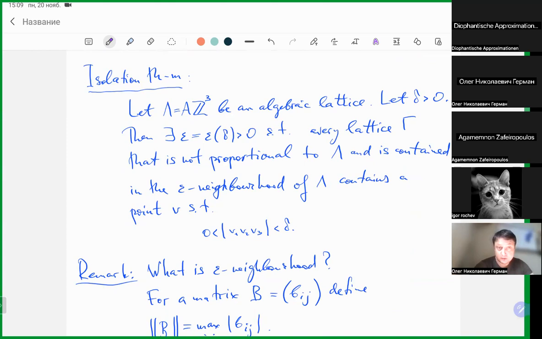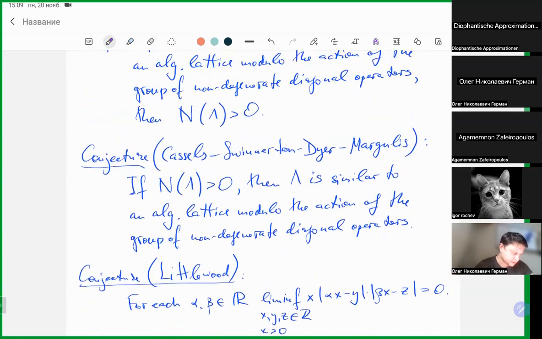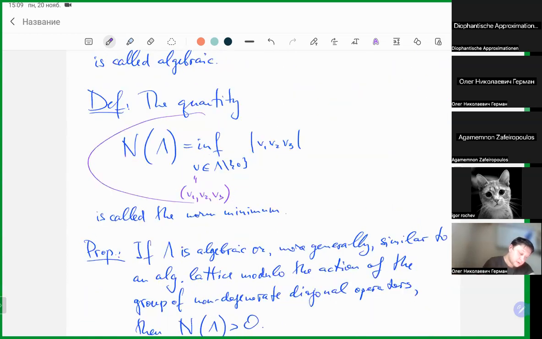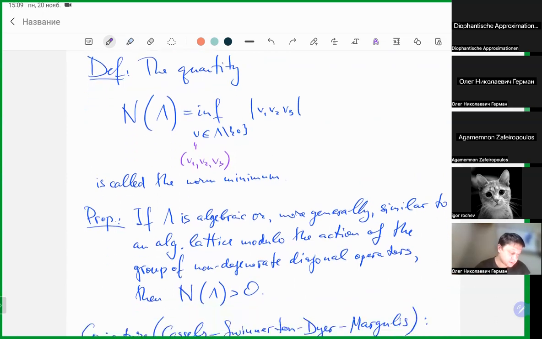And it says that given an algebraic lattice, if we slightly alter it so that the result is not proportional to the given lattice, then we will obtain a lattice whose norm minimum, even if it's positive, will be very small. And by the norm minimum of a lattice, we simply understand the following infimum over all the non-zero lattice points of the absolute values of such products of the coordinates of lattice points.